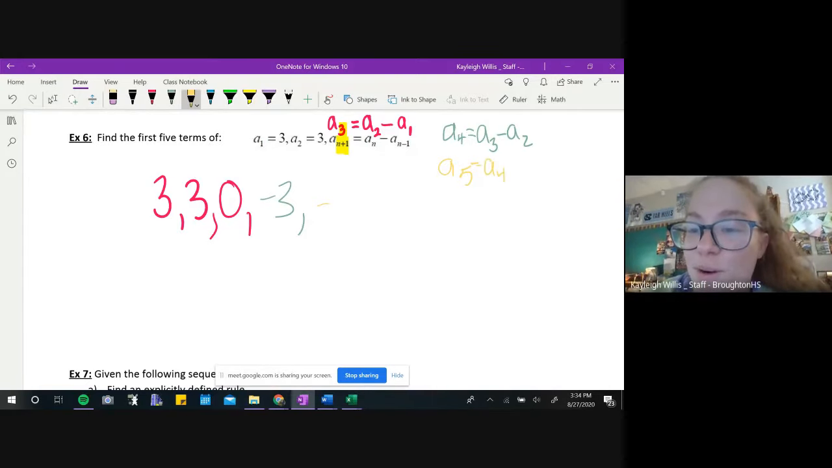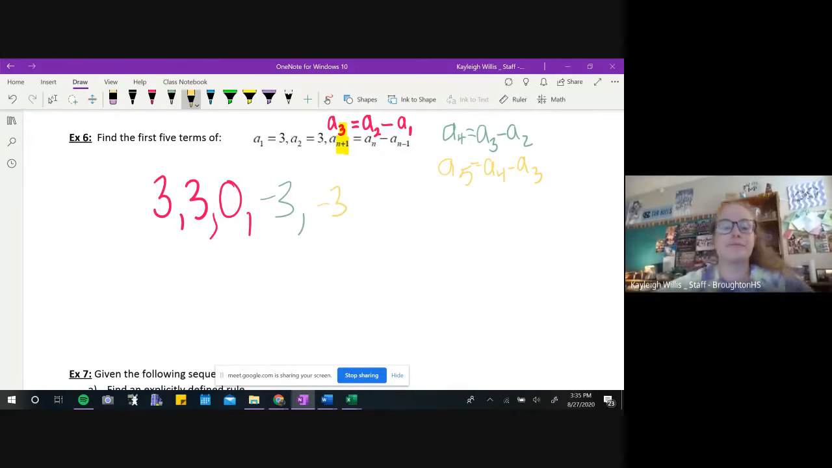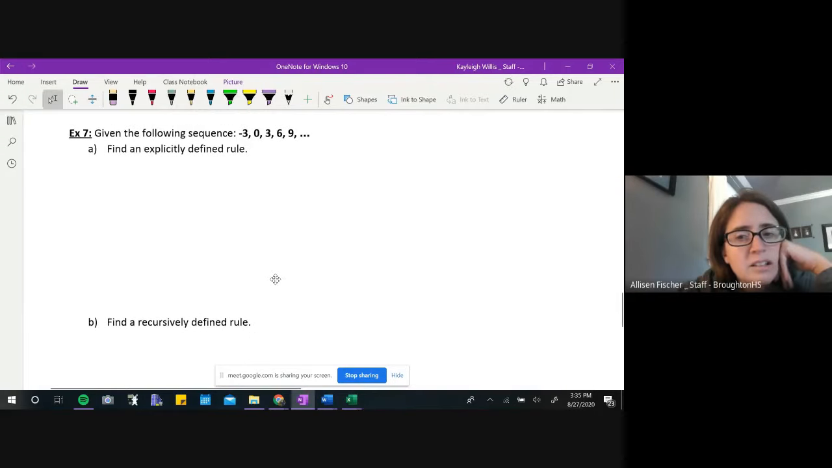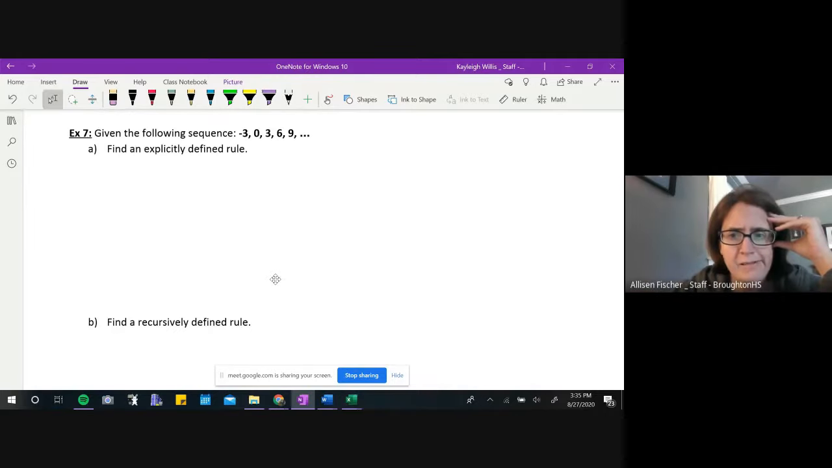But now you've got me to show my work. It's going to be a4 minus a3, so the 4th minus the 3rd, so it's just going to be negative 3 again. All right, we only have one more. So, given the following sequence, this would be a good example right here to practice what Miss Fisher taught at the beginning, finding an explicitly defined rule. So they've given us negative 3, 0, 3, 6, 9. Do we notice anything happening with that? You're adding 3. Again.